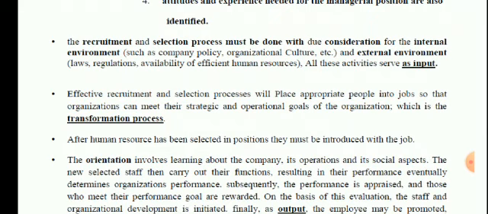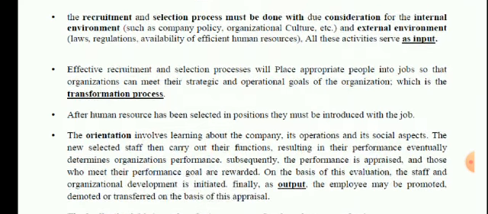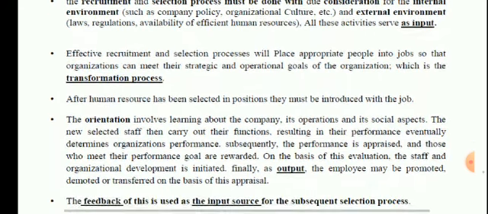The newly selected staff then carry out their functions, and their performance eventually determines the organization's performance. Subsequently, the performance is appraised, and those who meet their performance goals are rewarded. On the basis of this evaluation, staff and organization development is initiated. Finally, as output, when the staff develops, the organization develops. The employee may be promoted depending on performance, or may also be demoted or transferred on the basis of this approach. So this is the system.